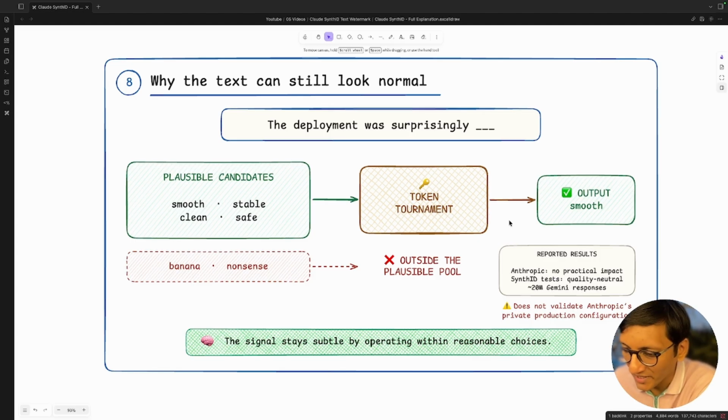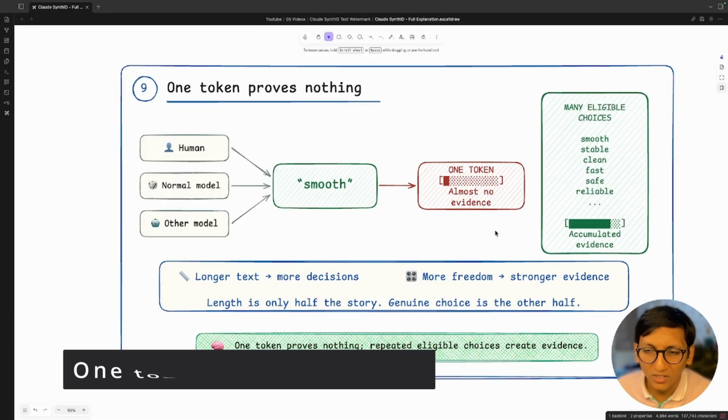But let's keep the boundary clear. Anthropic is using a version of Google's SynthID, and no researchers have tested it on Anthropic's private production configurations. So the key takeaway is that the signal stays subtle by operating within reasonable choices. Now, the same mechanism tells us when the detection becomes strong and when it can fall apart. One token cannot prove that Claude has written this.